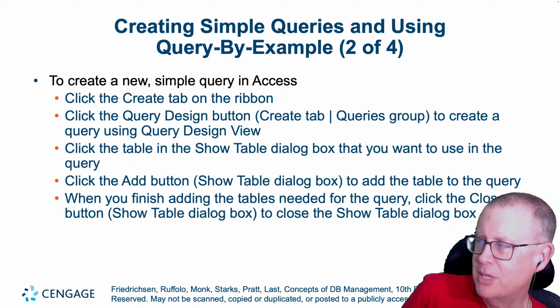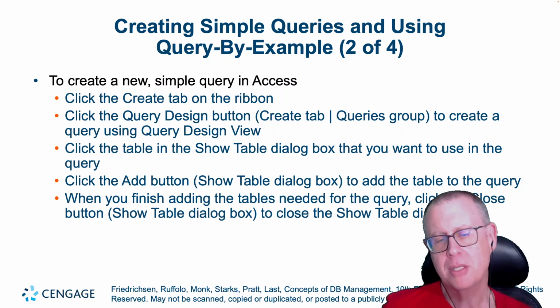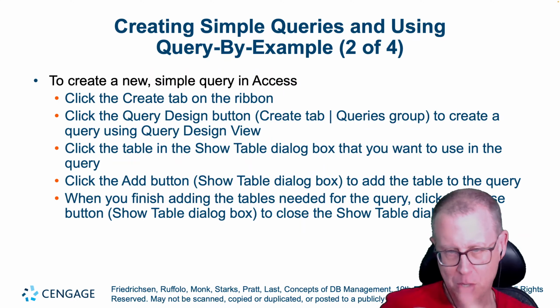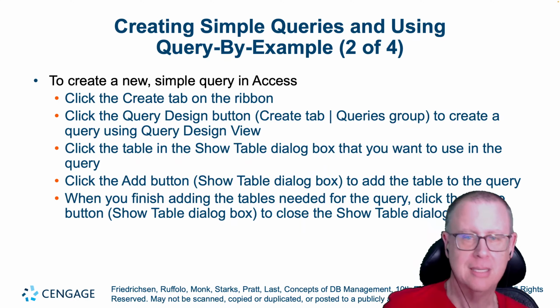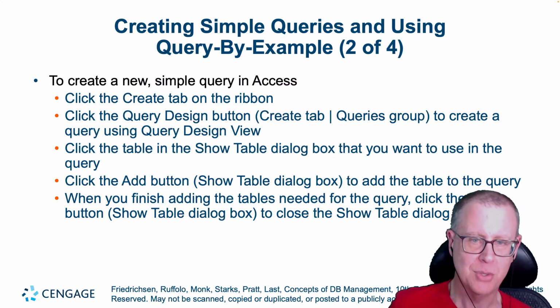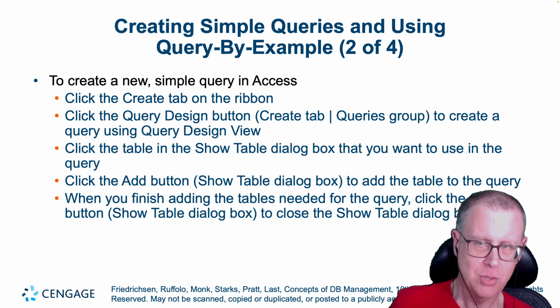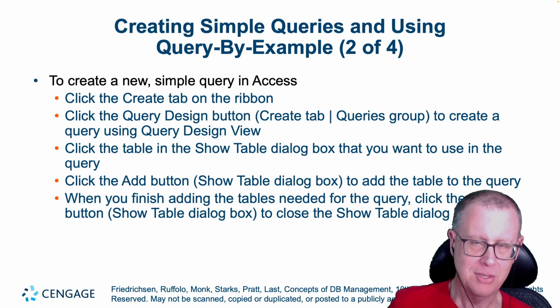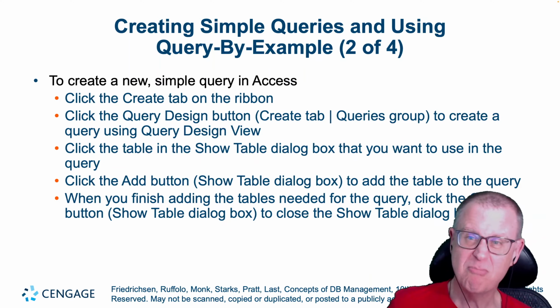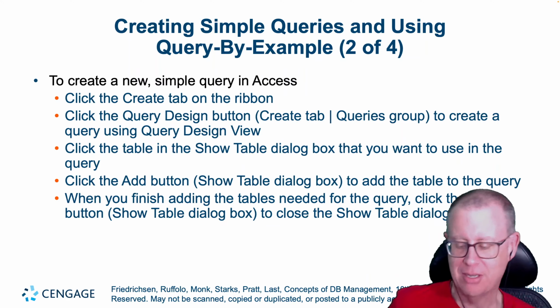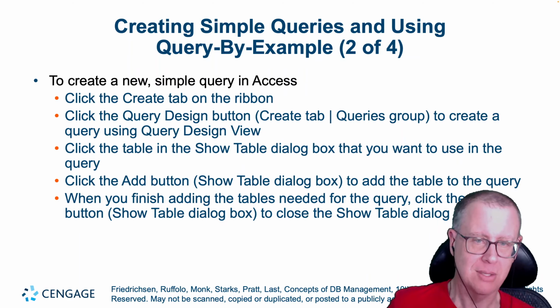To do that, we can click on the Create tab, and I'm going to do another video where I work through this. I'm just going to quickly talk through it here, and then I'll use Access to do this later. Then we can use the Query Design button and the Query Design view. We can show tables, we can add things. It's relatively straightforward and pretty easy to manipulate.